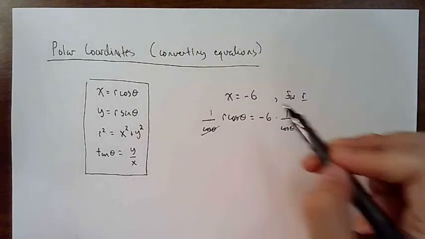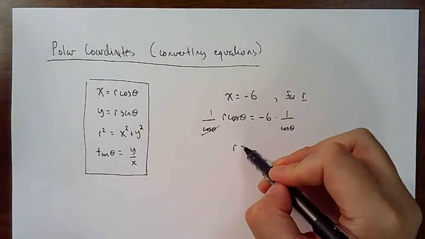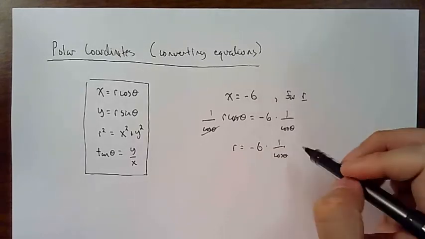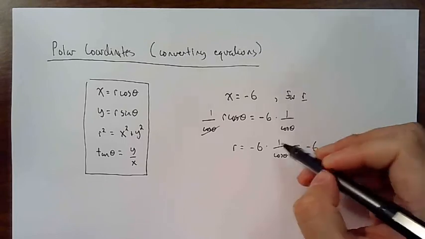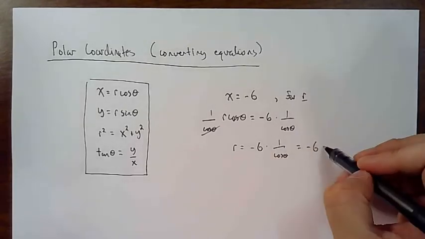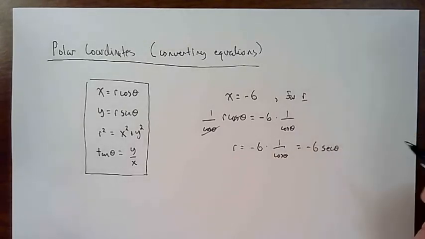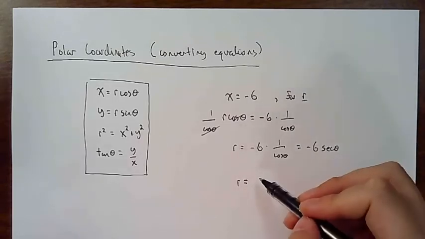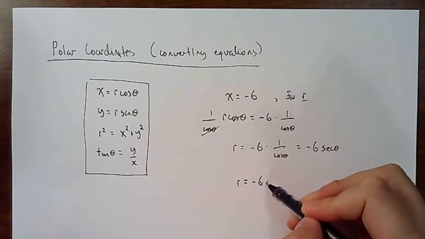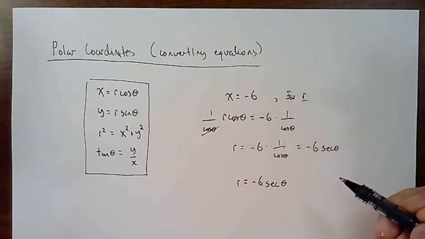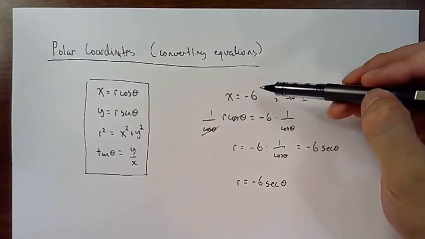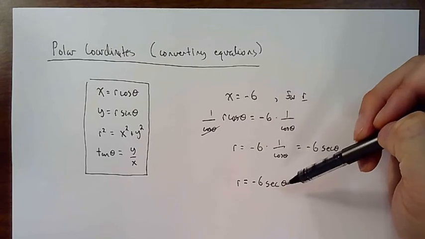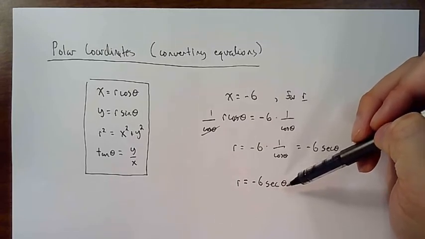So this and this will reduce. So we're left with r is equal to -6 times 1 over cosine theta. But we know that 1 over cosine theta is just the same as secant theta. So our final form is r is equal to -6 secant theta. So the rectangular form of the equation that we started with is x equals -6. And then the final polar form solved for r is r equals -6 secant theta.